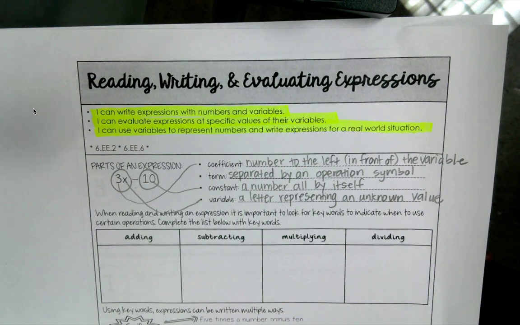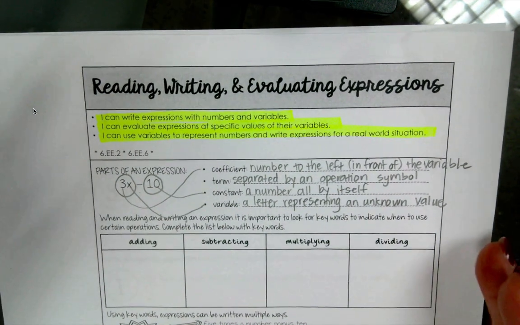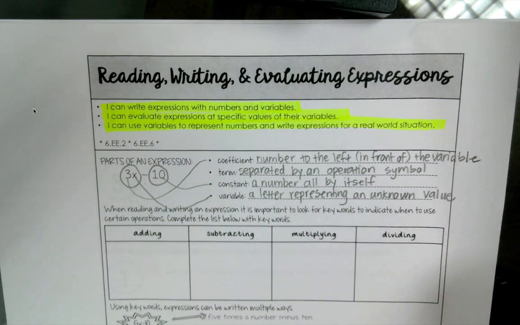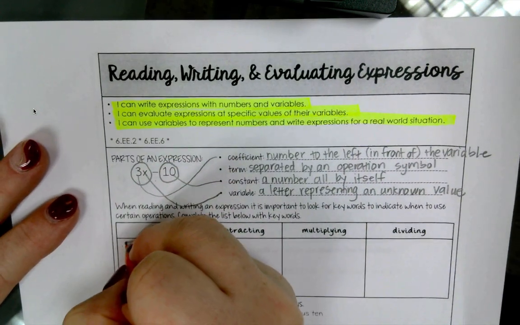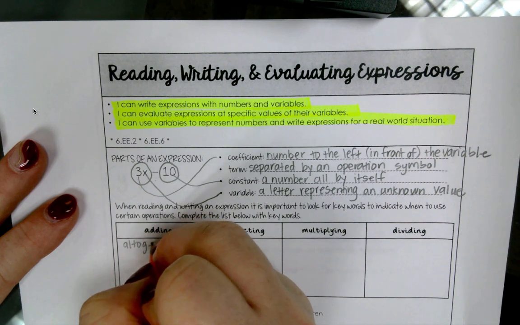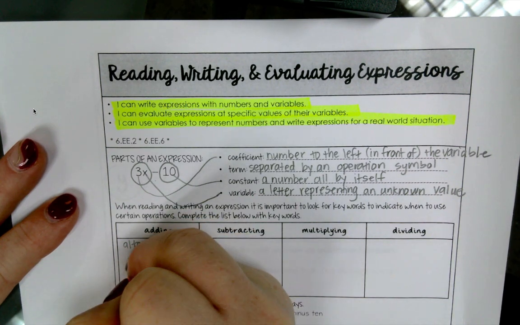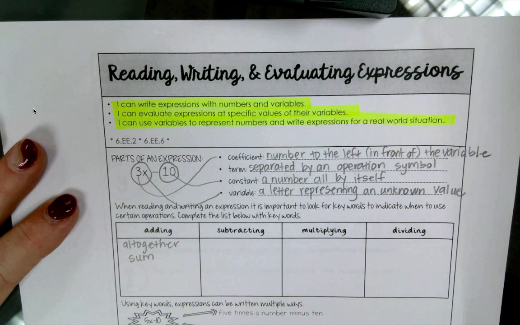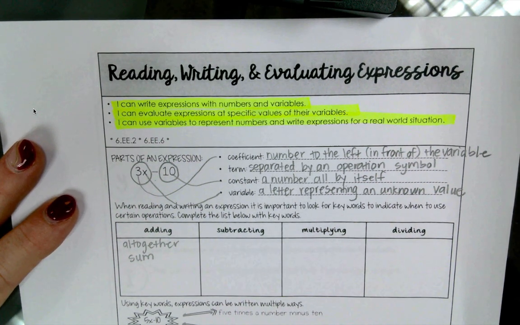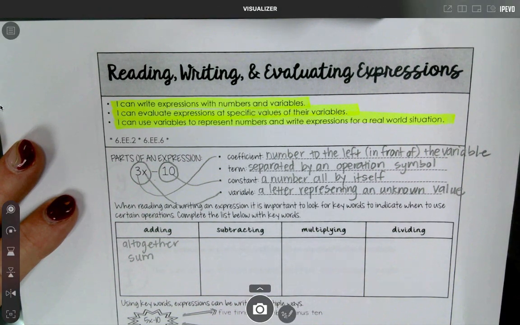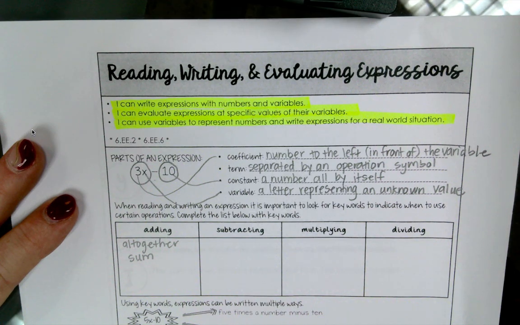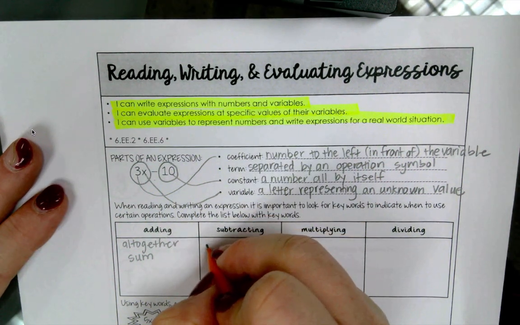So think of some words that would signify an operation. For example, adding would be, let's say, all together, sum. I'm just going to give you a few on here because we do have those posters at the front of the classroom and we'll have more discussion. You can even Google. If you're at home and you have to do this by yourself, you can Google what are some words that mean subtract. So difference.